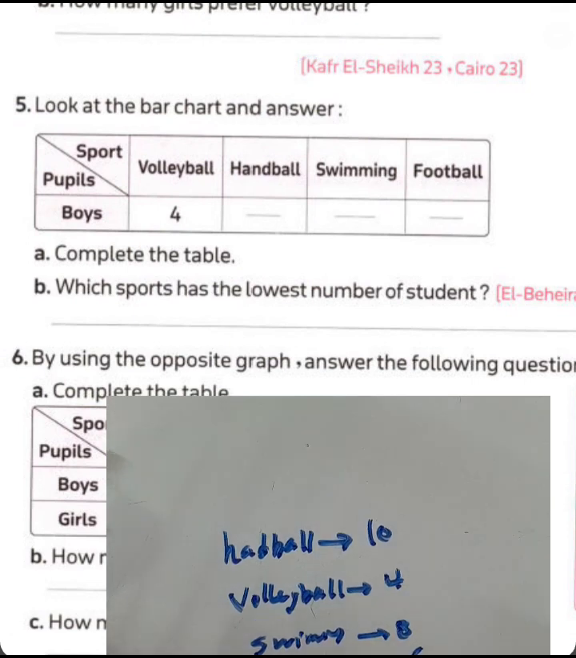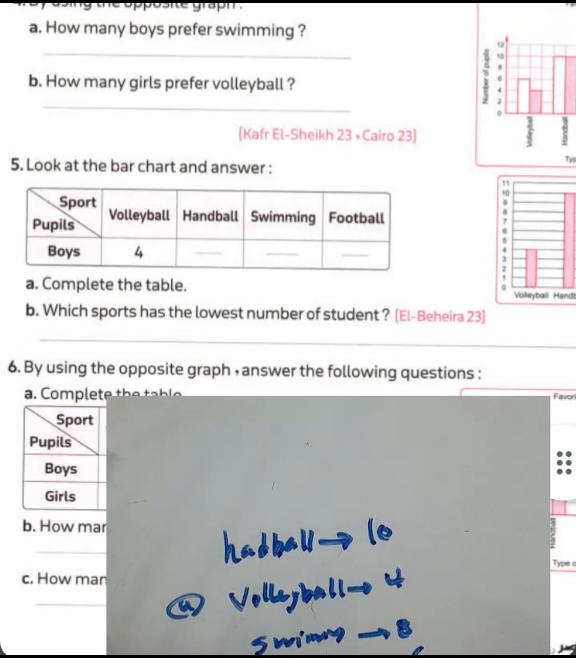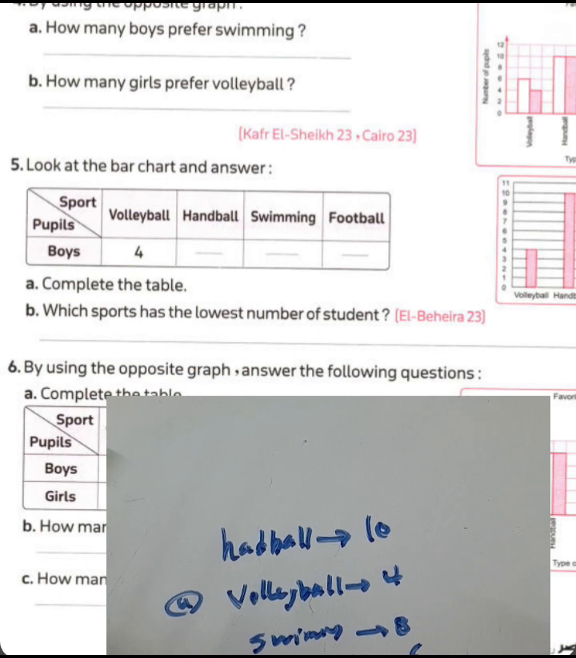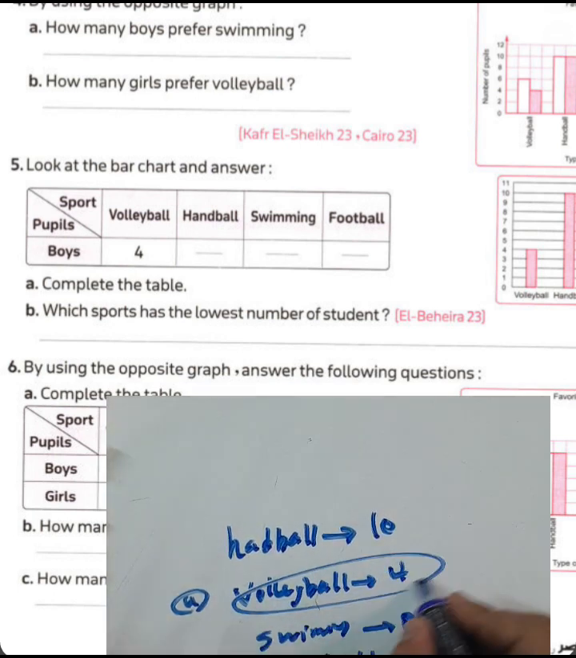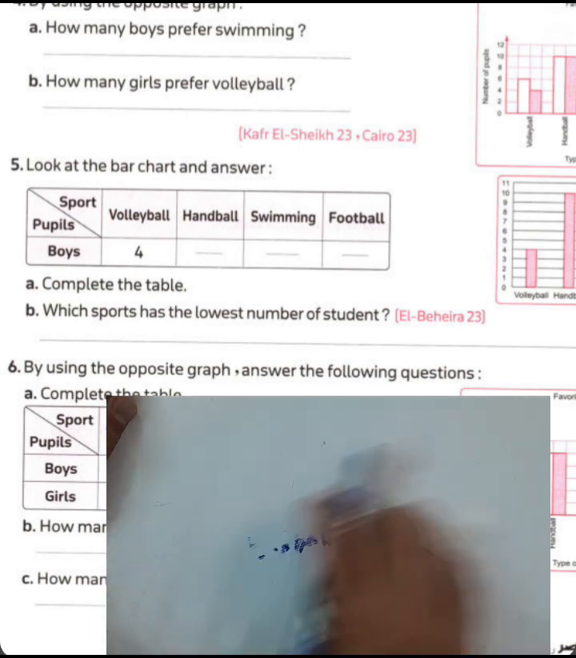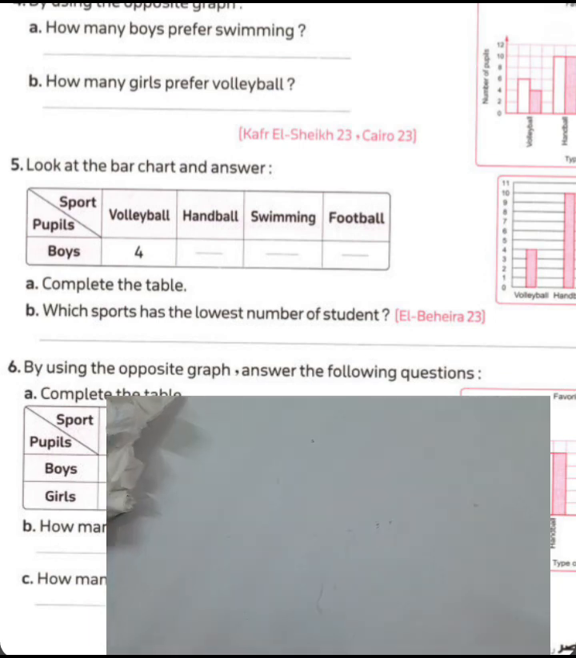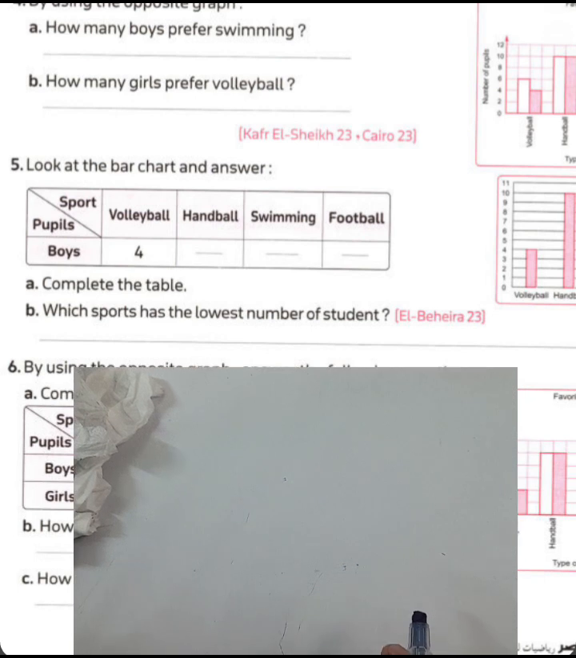Complete the table. Letter A, it was letter A. What about letter B? Which sport has the lowest number of students? The lowest number of students will be what? This is the lowest here. Which sport? The lowest. Volleyball. You can write volleyball. It's the least one. Okay. Understood?